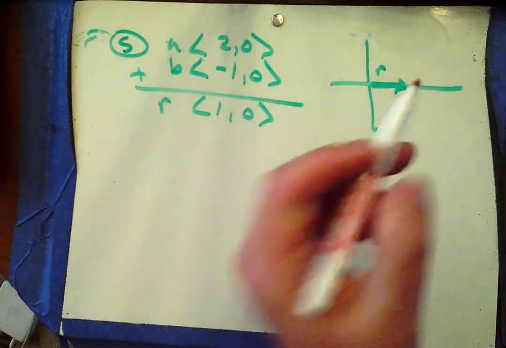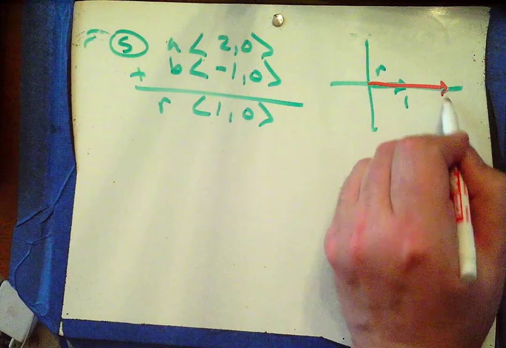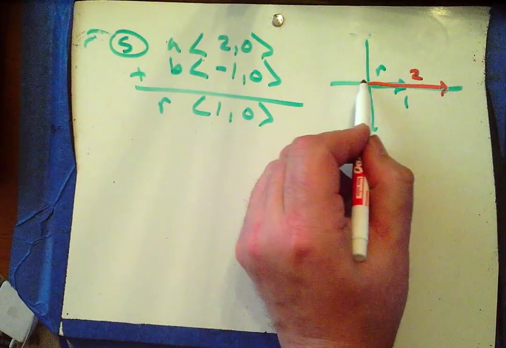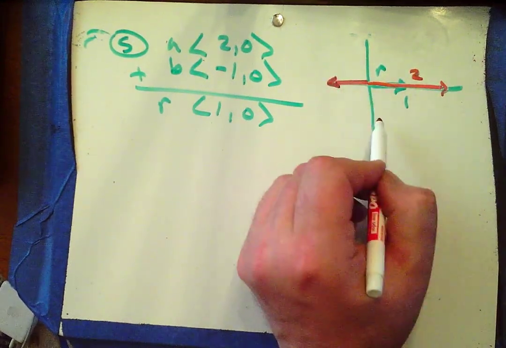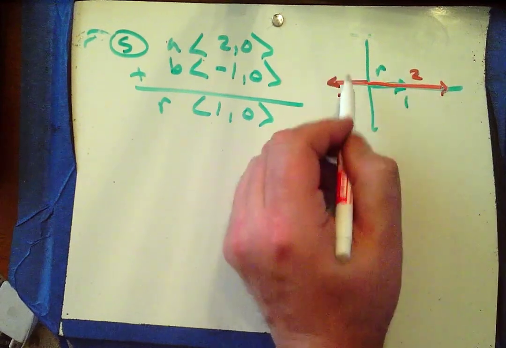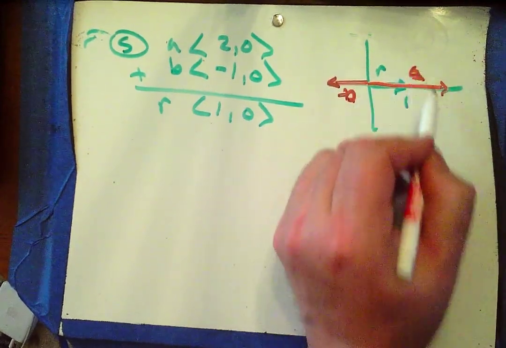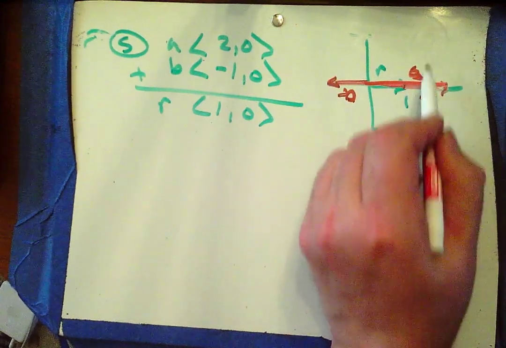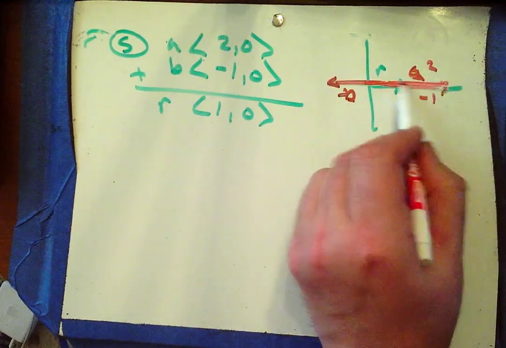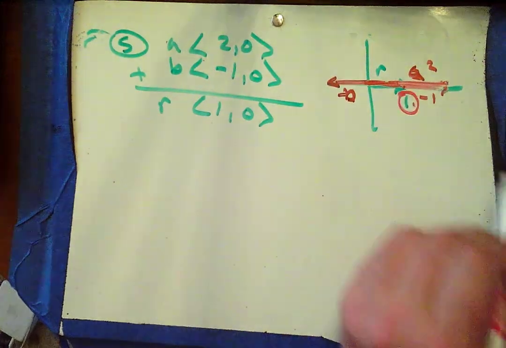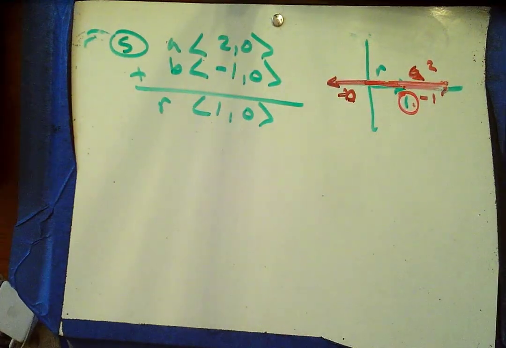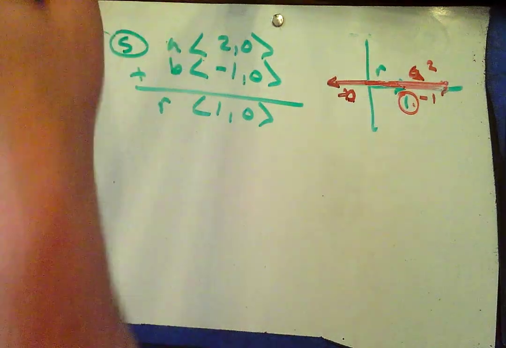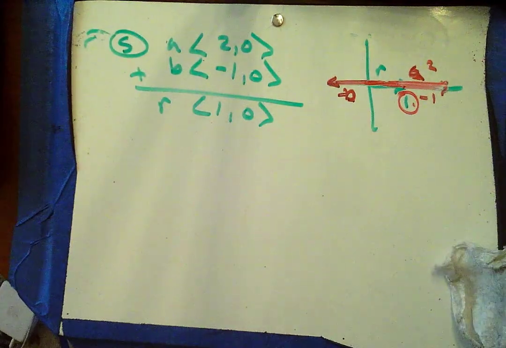Well, let's think about it. A went over 2 in this direction. B goes back 1. So there's B. There's A. If we went out 2 and then back 1, we'd be here at 1. So that makes sense to me. There's A plus B.